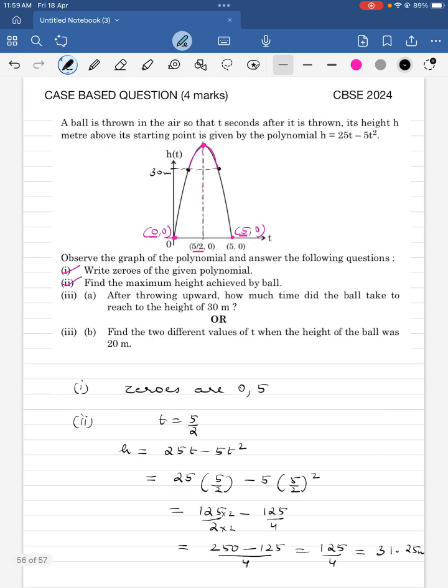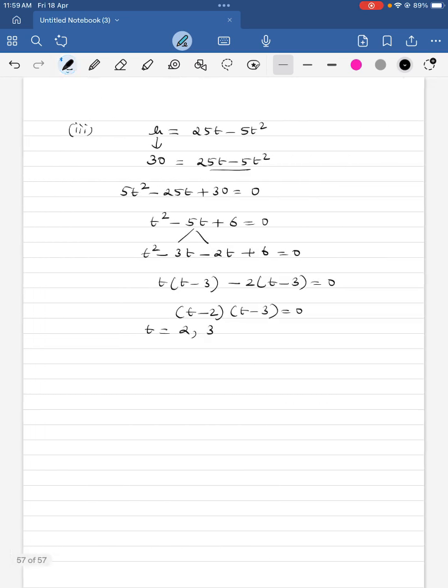But since the question is, after throwing upward, how much time did the ball take to reach the height of 30 meters, they're asking for the first time at which it reaches 30 meters. So here you would write the answer as it reaches 30 meters at 2 seconds. Okay, now we'll try out the OR part of the question.